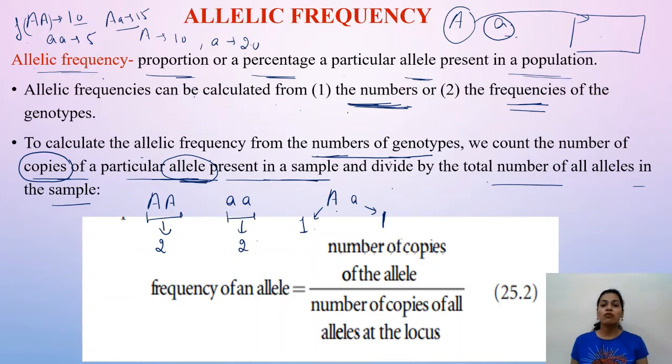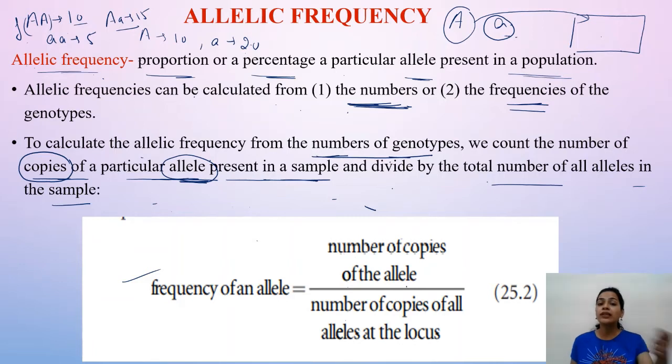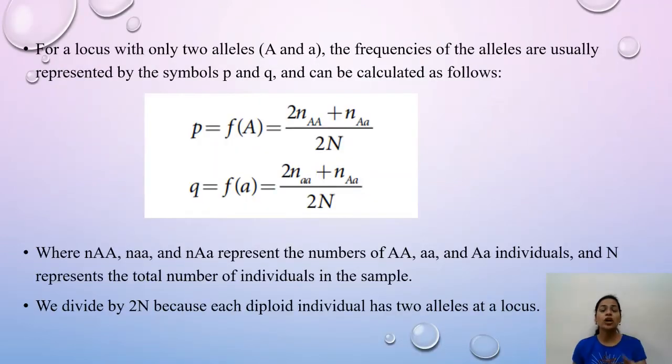Fine. So what can be the formula? The frequency of the allele is given by the number of copies of the allele divided by the total number of alleles at a particular locus. That means the total number of alleles present in that particular population. Now we will see how to calculate the frequency of the two alleles. Exactly, we'll see the formula for that.